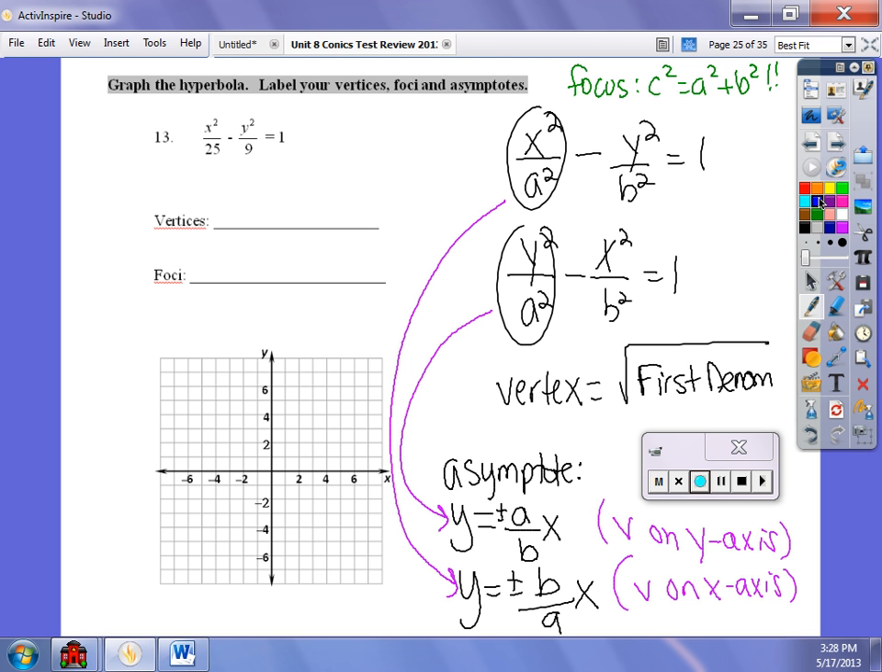Alright, so now let's look at this. Our first number was 25, which means that the vertex, which is a, was equal to the square root of 25, which we know as 5. That is on the x-axis, so it's going to be 5, 0, and negative 5, 0.